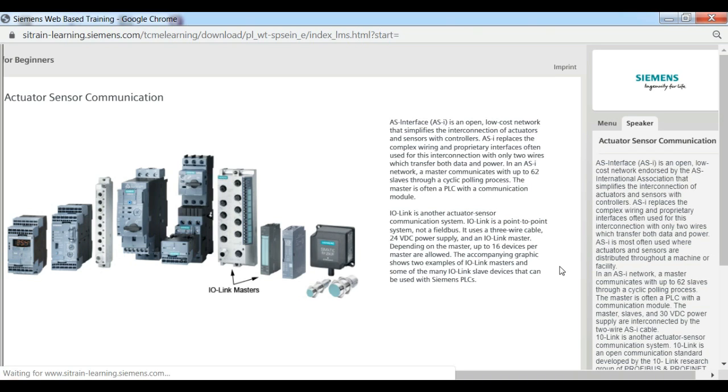IO-Link is a point-to-point system, not a field bus. It uses a 3-wire cable, 24-volt DC power supply, and an IO-Link master. Depending upon the master, up to 16 devices per master are allowed. The accompanying graphic shows 2 examples of IO-Link masters and some of the many IO-Link slave devices that can be used with Siemens PLCs.